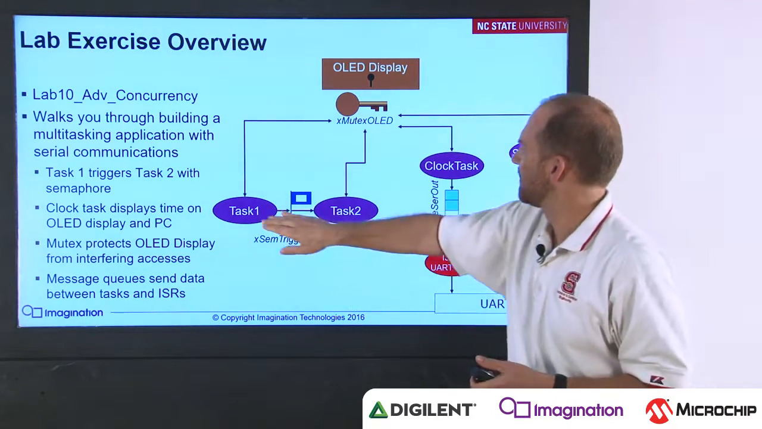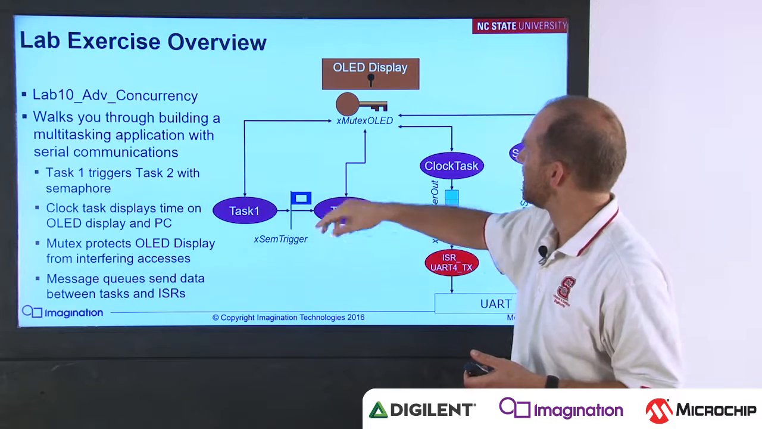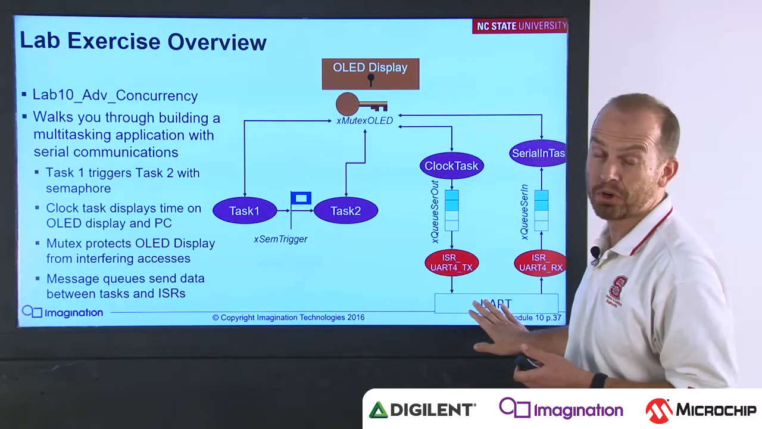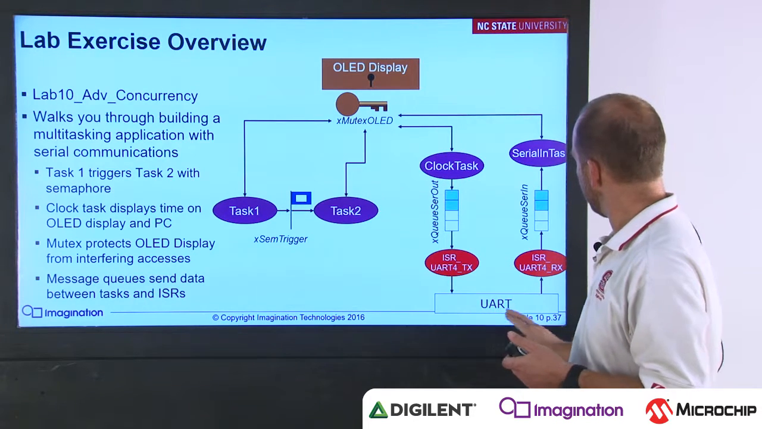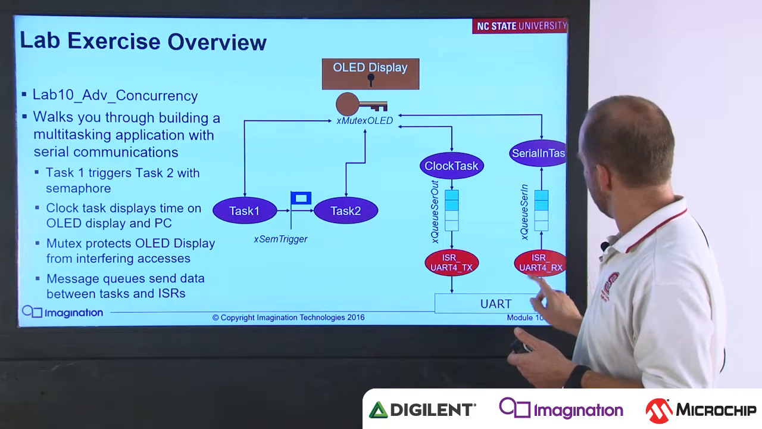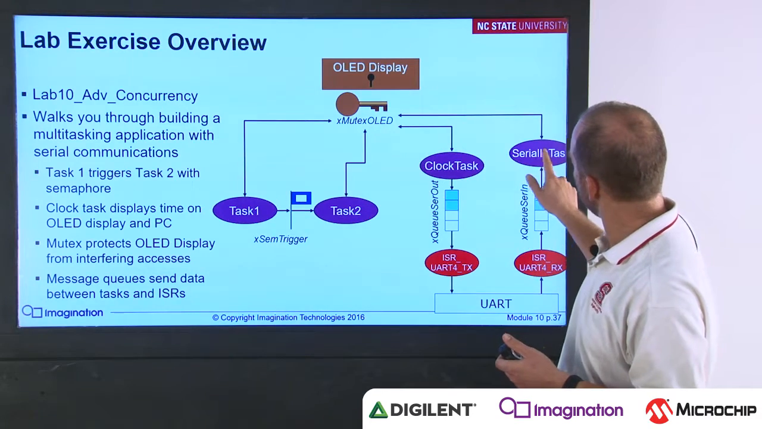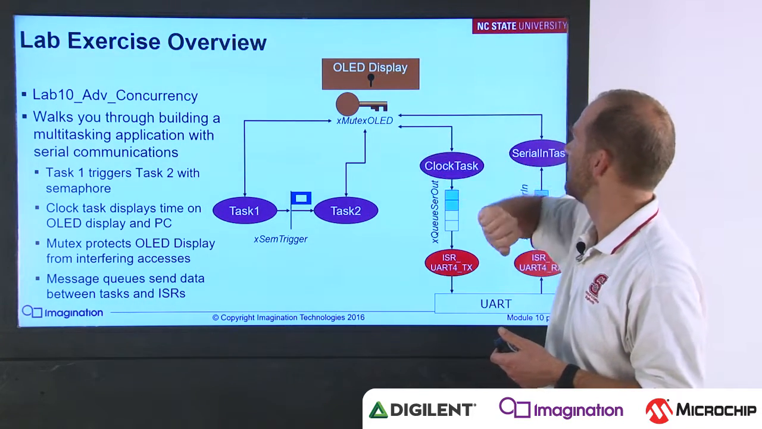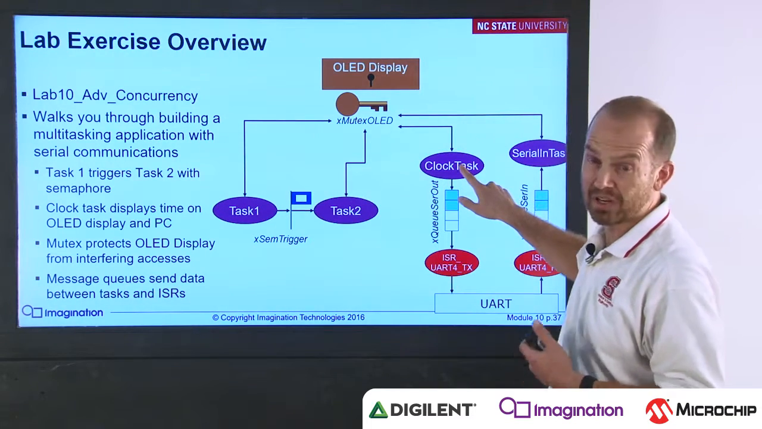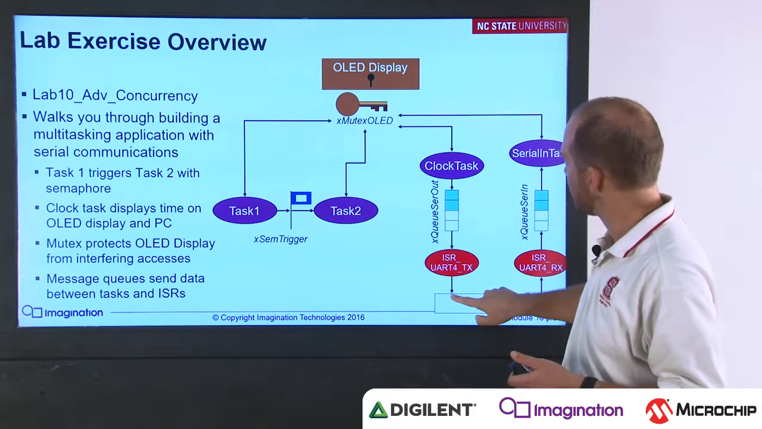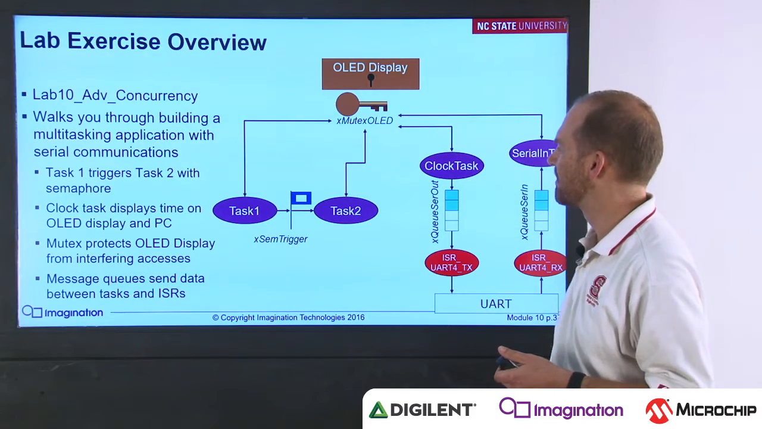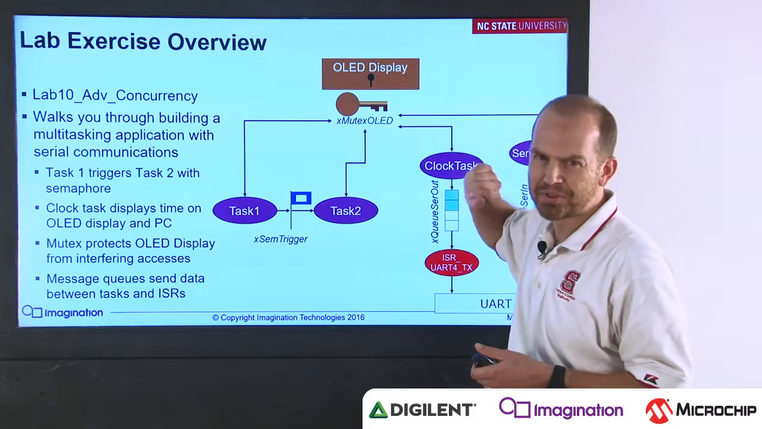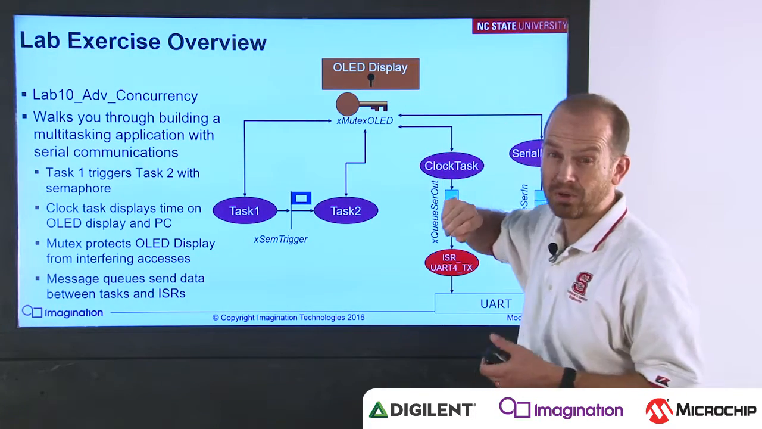So in this system, we have a couple of tasks that just write updating, incrementing numbers to the display. We have serial communications with the PC. Sending text through the serial port will result in this task running and information being displayed. There's also a clock task that tracks what time it is, and it sends information out the UART and also updates the display.